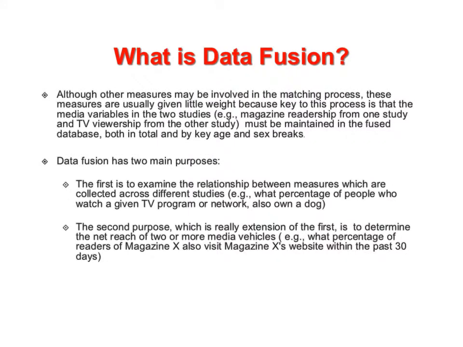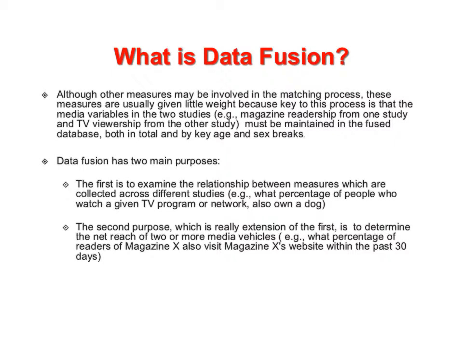Although other measures may be involved in the matching process, these measures are usually given little weight because key to this process is that the medium variables in the two studies, for example, magazine readership from one study and TV viewership from the other study, must be maintained in the fused database, both in total and by key age and sex breaks. Data fusion has two main purposes.